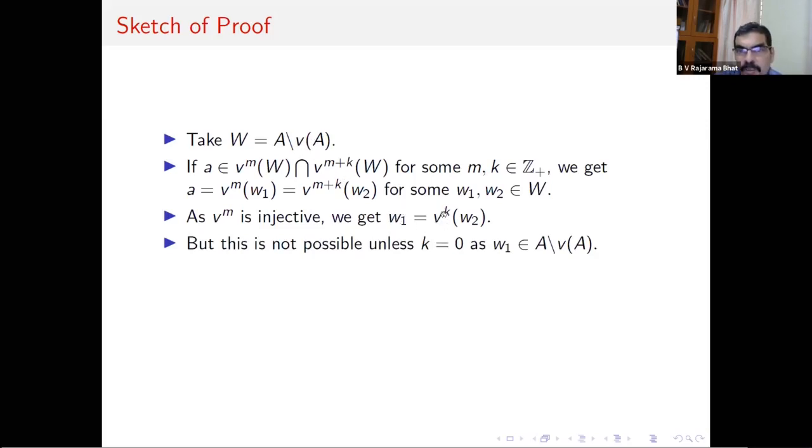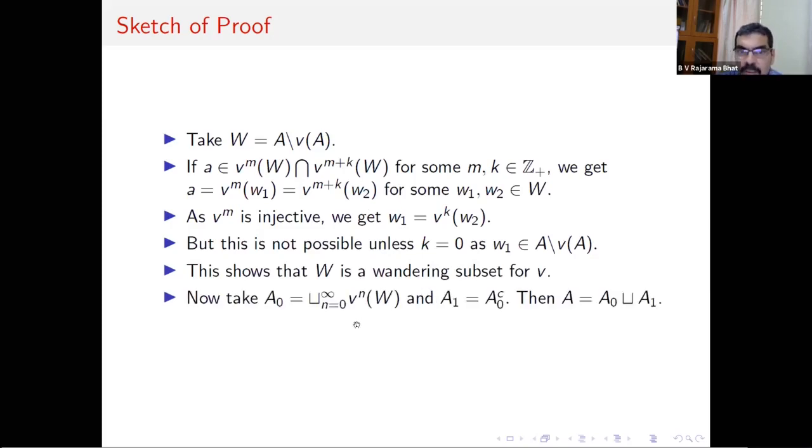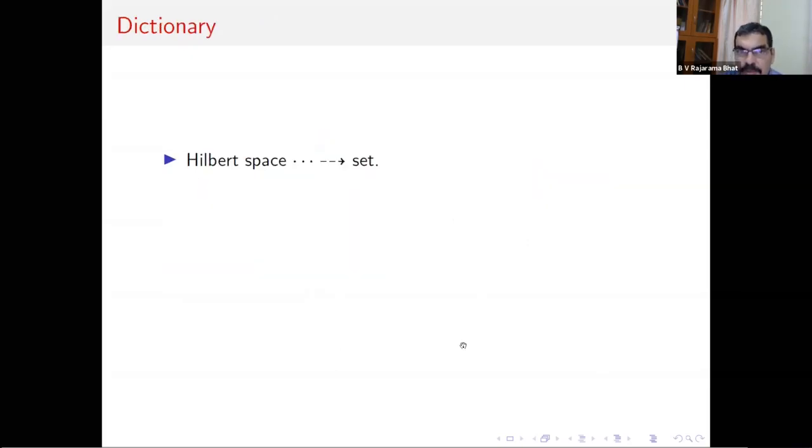So the only way it is possible is K equal to 0. So that means this K has to be 0. So if they are distinct, then they are disjoint. That shows that W is a wandering subset. Very elementary. So A0 you take as the union of these, which are all disjoint sets. Take A1 as the complement and you have the result. So this part is a shift and the other part becomes a bijection. And that is the only way to do it.